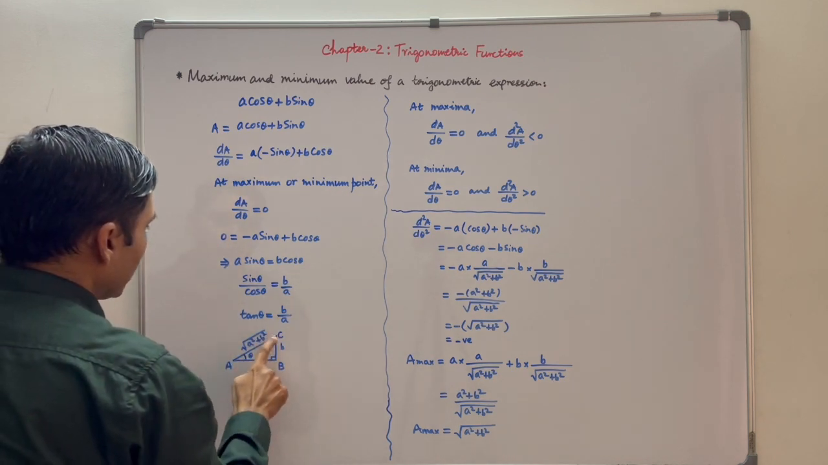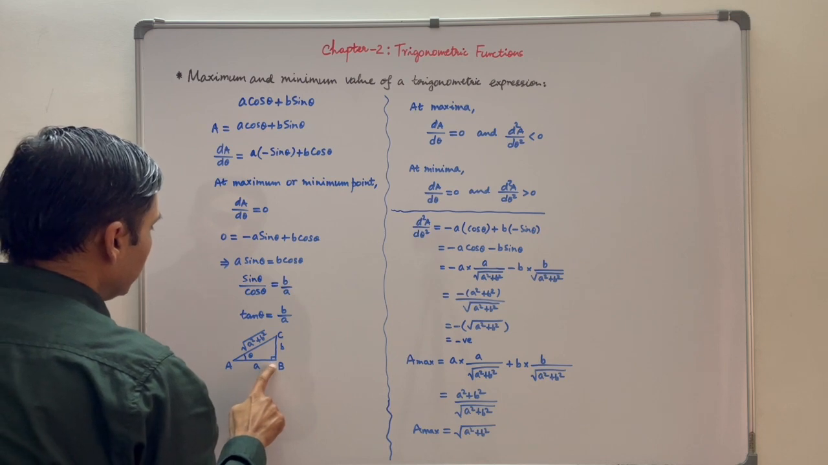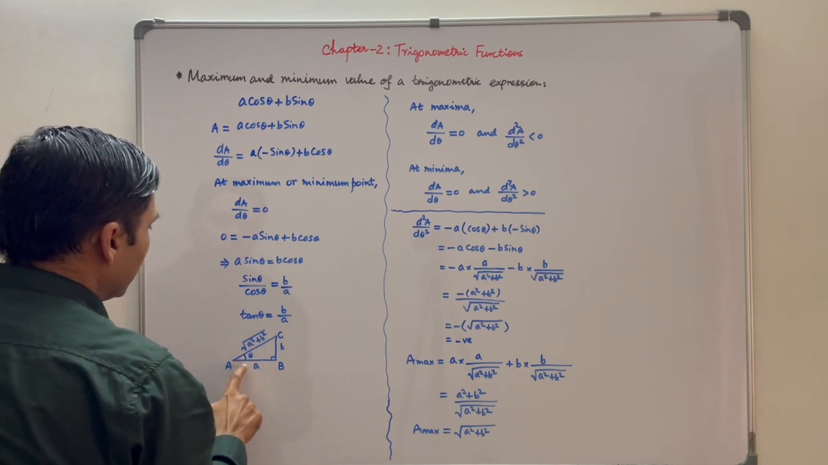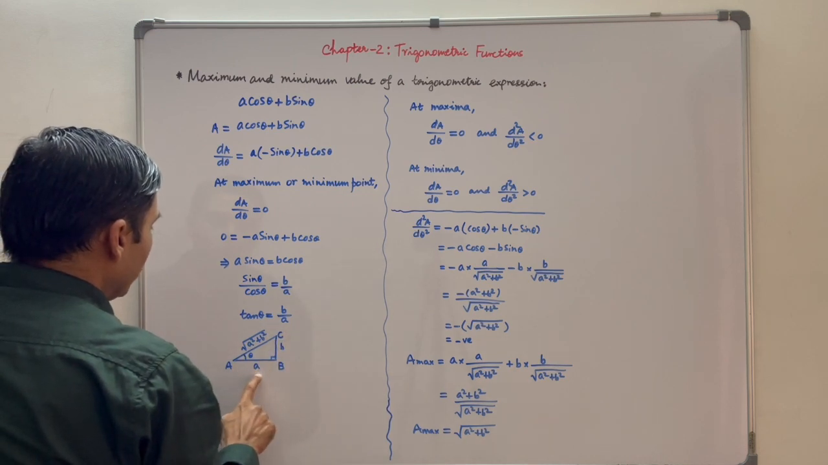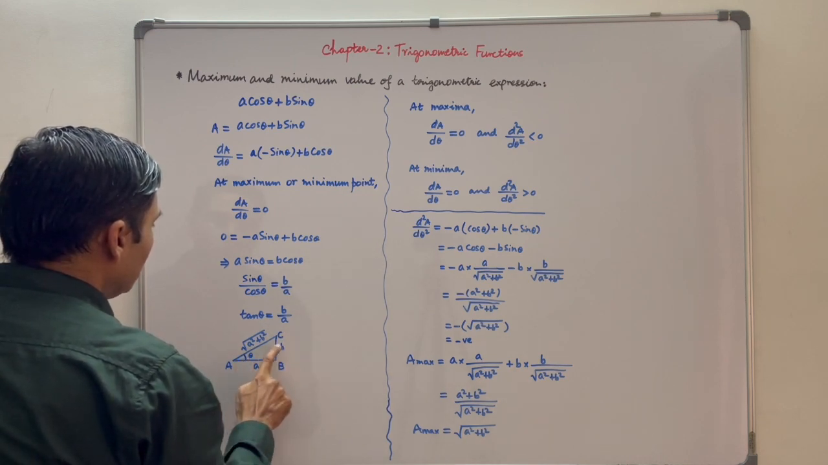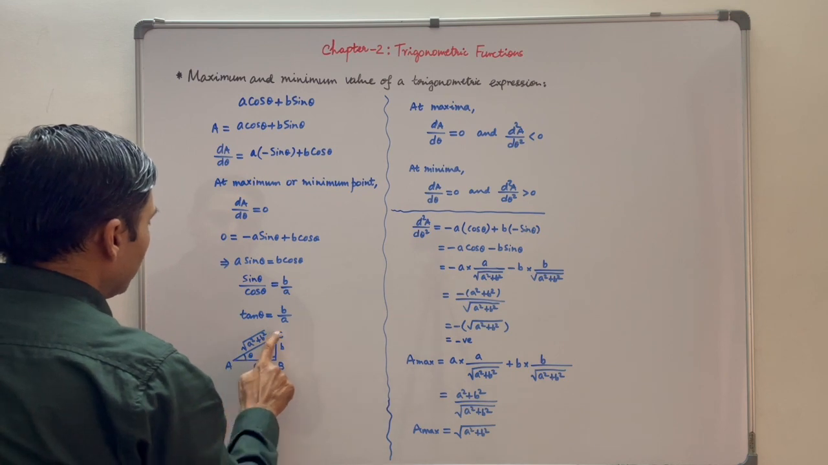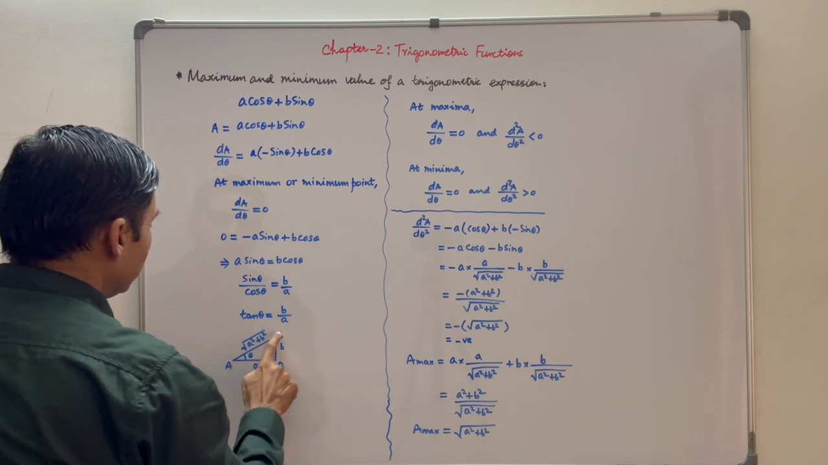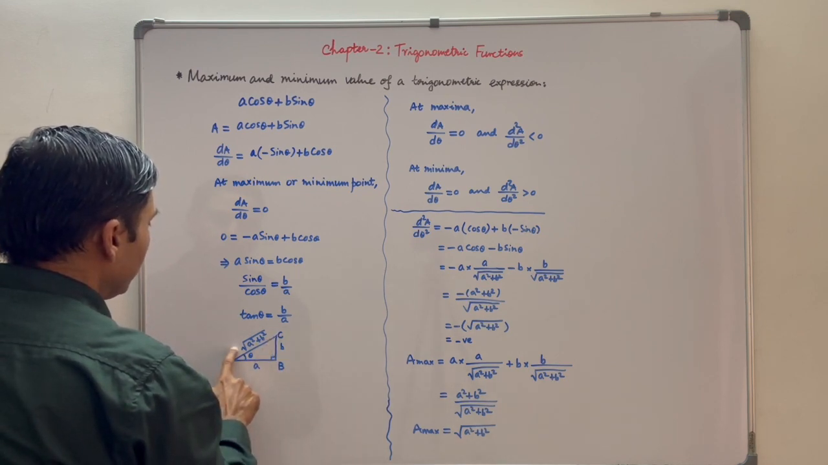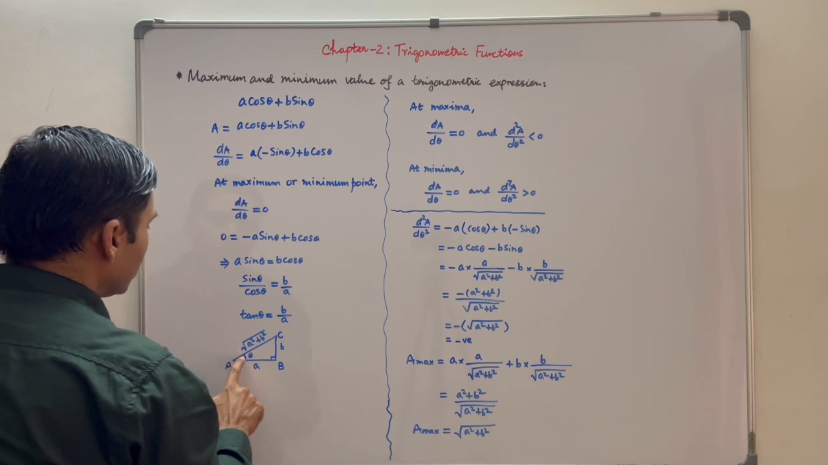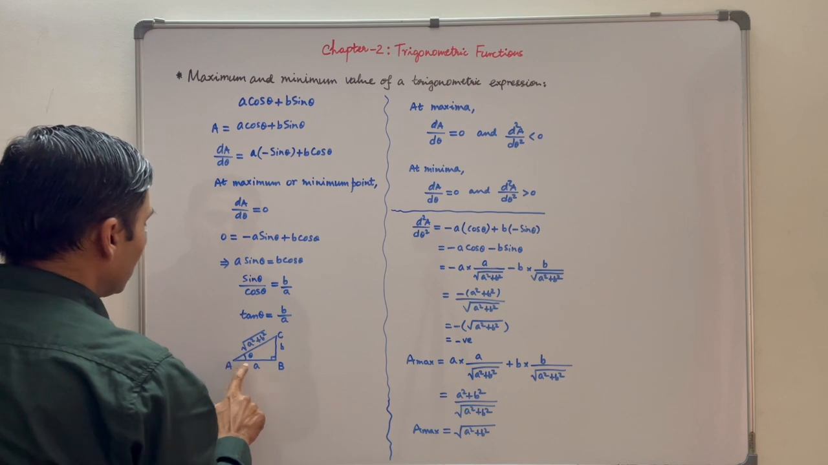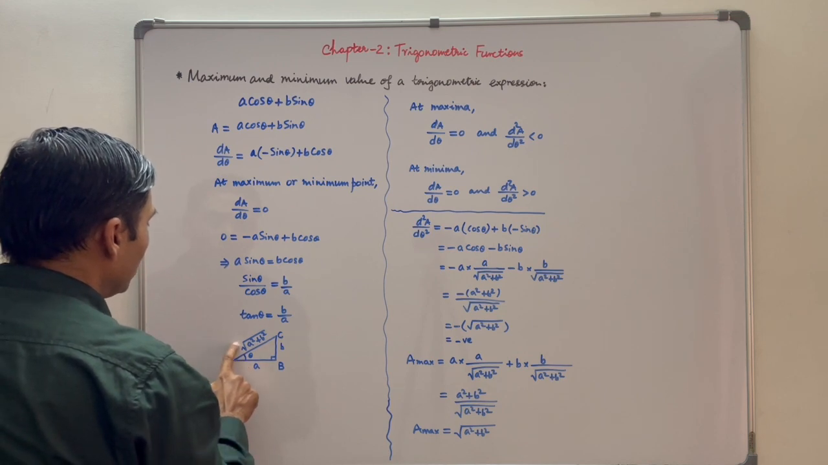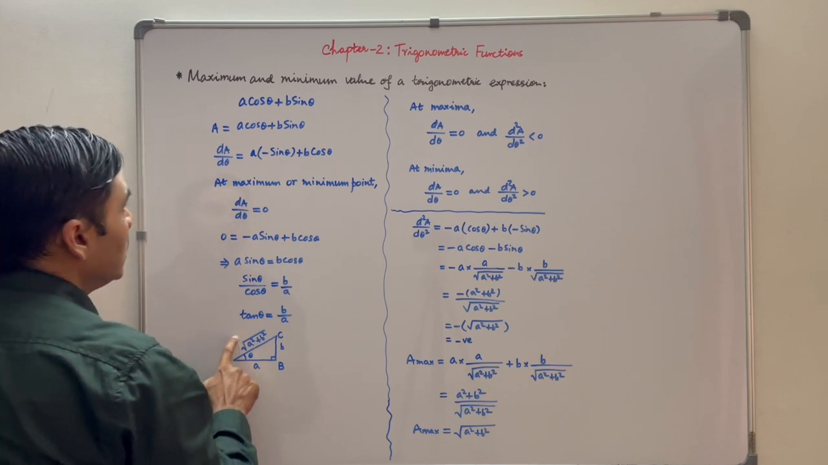Make a right angle triangle, angle B as 90 degrees and angle A as theta. BC is equal to b and AB is equal to a, so that tan theta is equal to b by a. Now apply Pythagoras to figure out AC. That will be equal to under root a square plus b square. So sin theta is equal to b upon under root a square plus b square, and cos theta is equal to a upon under root a square plus b square.